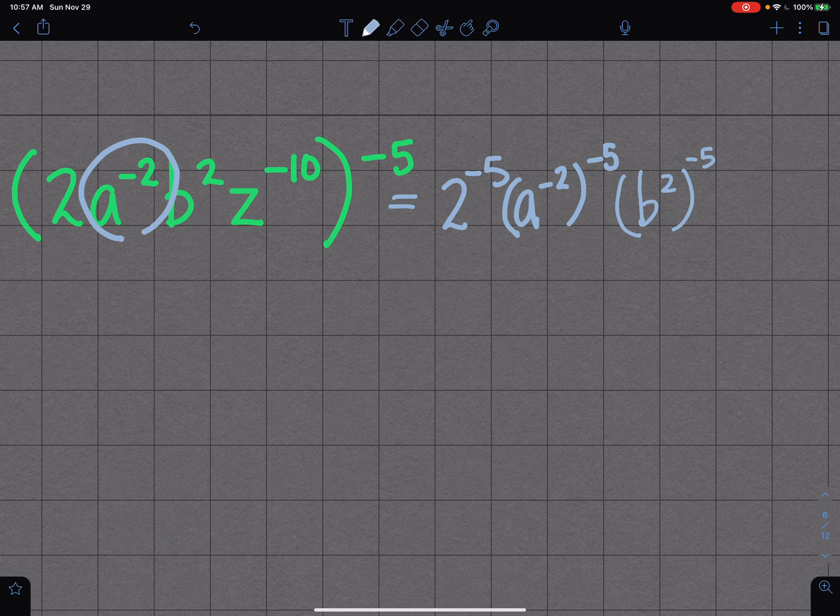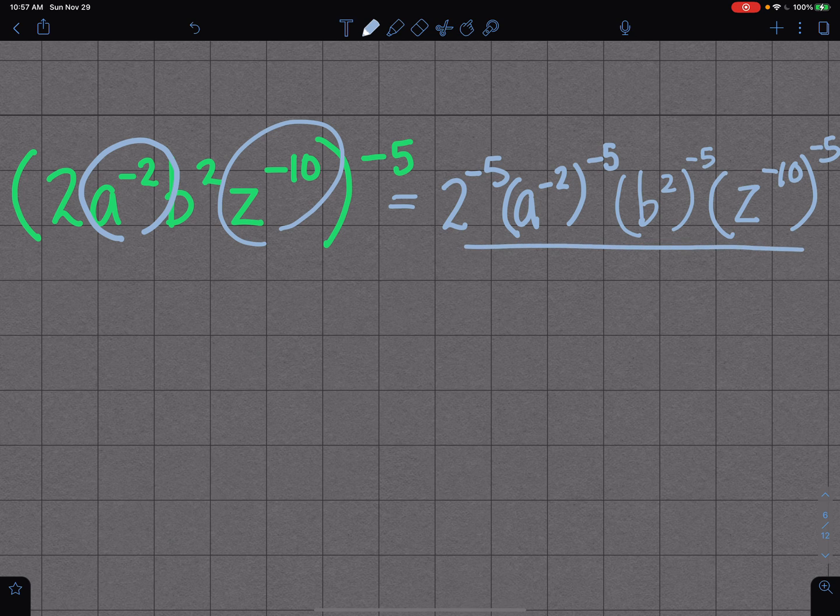All right, then I've got z to the minus 10. So z to the minus 10 all raised to the minus 5. All right, so now let's simplify this. What is 2 raised to the negative 5th power? Let's move it to the bottom and call it 2 to the 5th instead of the negative 5th.